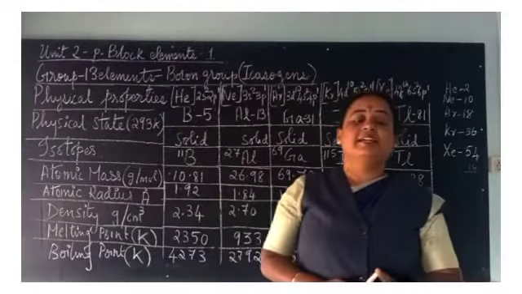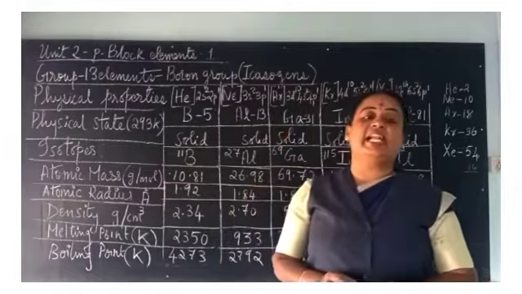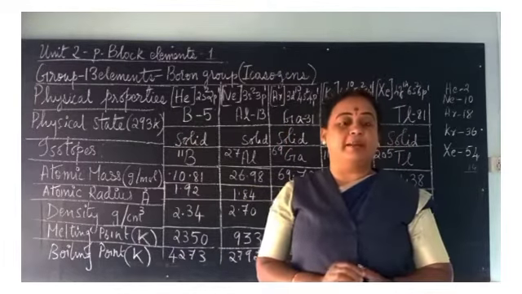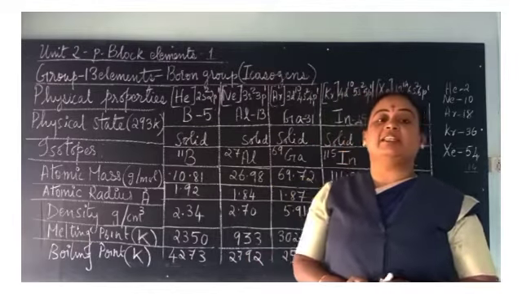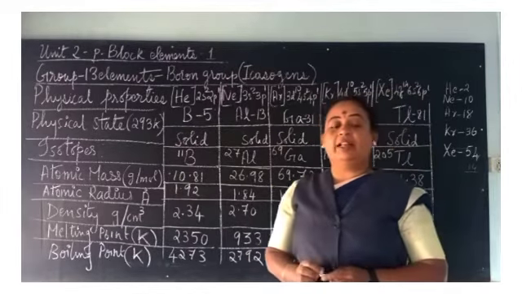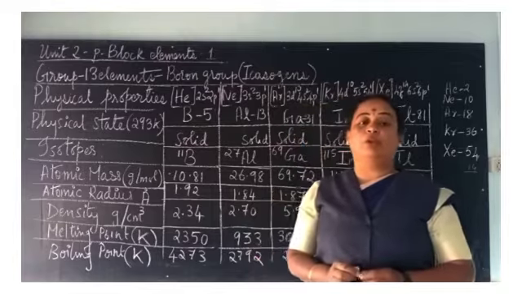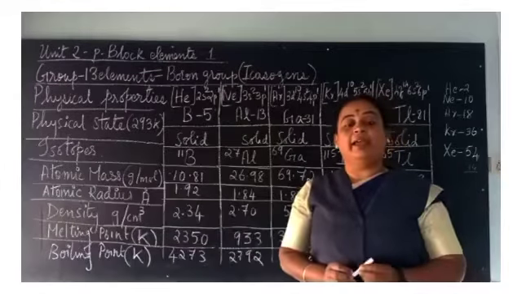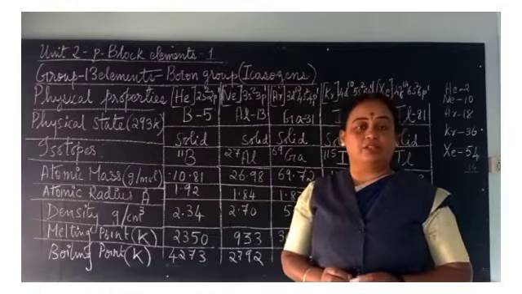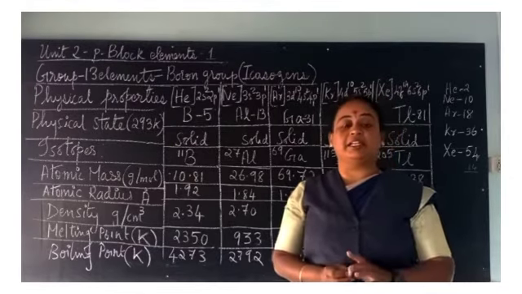Hello students, in this video let us study the physical properties of the 13th group elements in the periodic table. So what are the elements present in the 13th group? The first element is boron, B, then aluminium Al, gallium Ga, indium In and thallium Tl. So these are the 5 elements present in the 13th group.